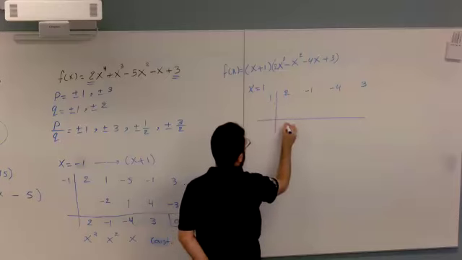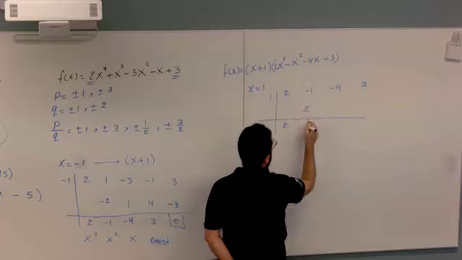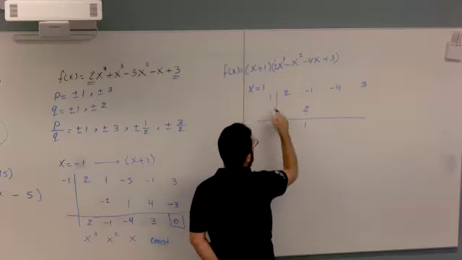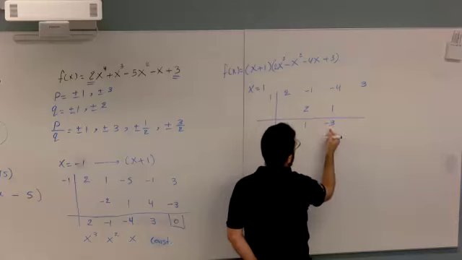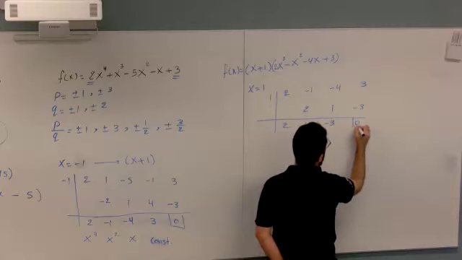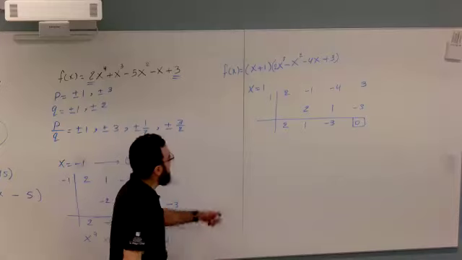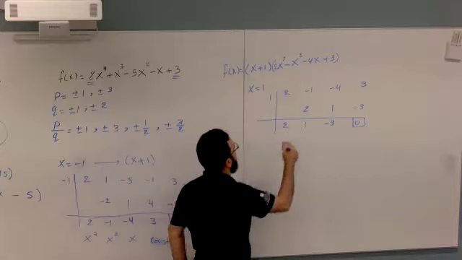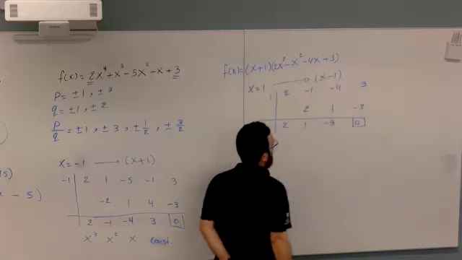Choose 1. So write down the 2. 1 times 2. Add these. 1. 1 times 1. Add these. 1 times -3. Add these. What does that mean? That means x equals 1 is also a solution. So it's going to be x minus 1. Is that okay?